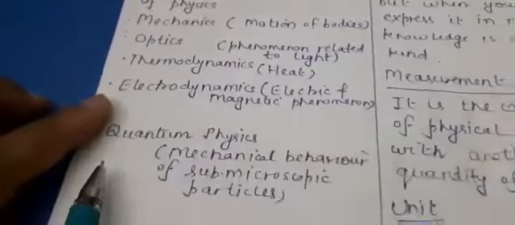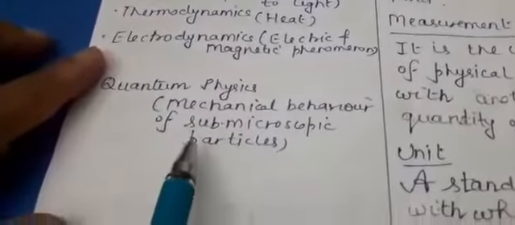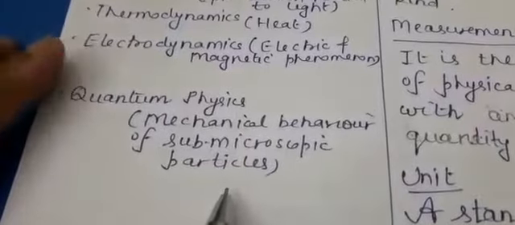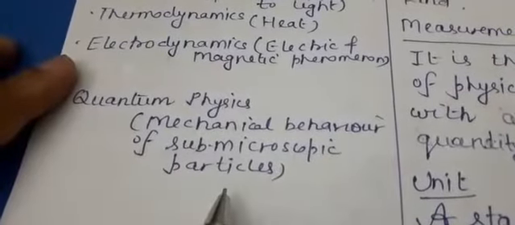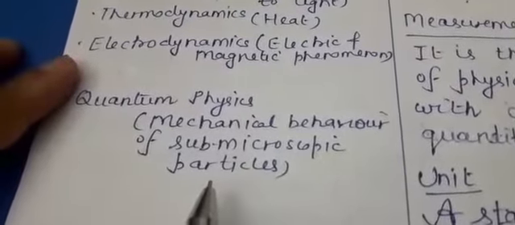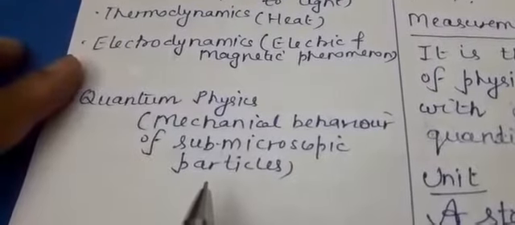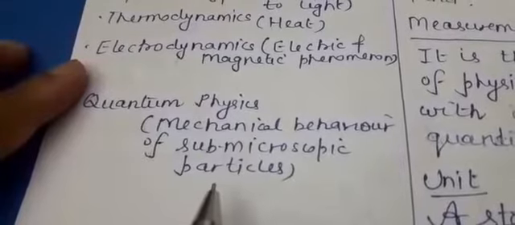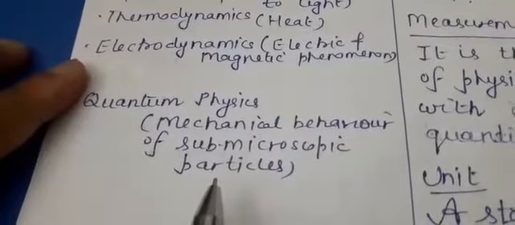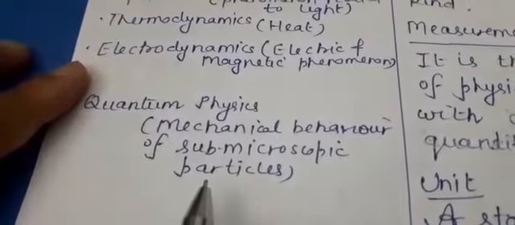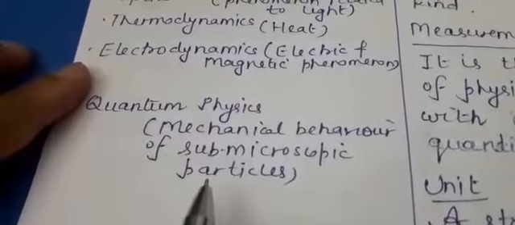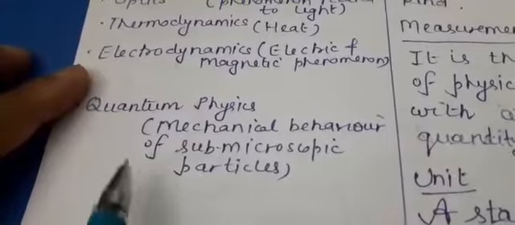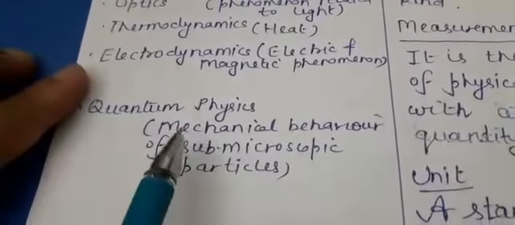Quantum physics: the mechanical behavior of submicroscopic particles. Submicroscopic particles means, if you study the atom, you are familiar with electrons, protons, nucleus. In the nucleus, a neutron may get converted into a proton, and a proton may get converted into a neutron. There may be very minute particles, alpha particle, beta particle. That conversion can be there. So all that we will study in quantum physics.